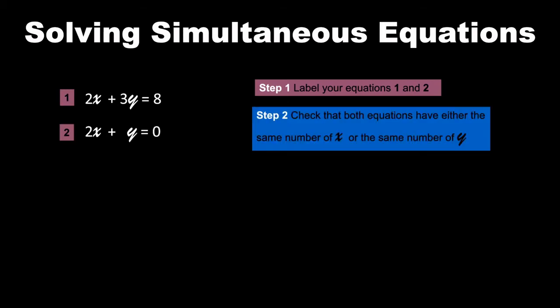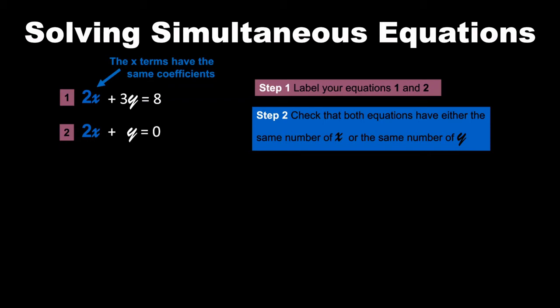Step 2. Check that both equations either have the same number of x's or the same number of y's. Looking at my equation 1, I've got 2 x's and 3 y's. And looking at my equation 2, I've got 2 x's and a single y. That's 1 y. I do have the same number of x's. I have 2 x's in both cases. Just a bit of vocabulary for you. The number that's in front of a variable is called its coefficient.